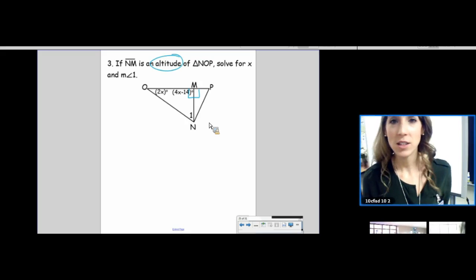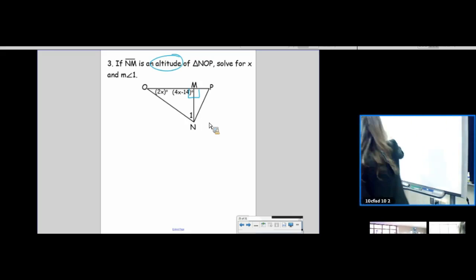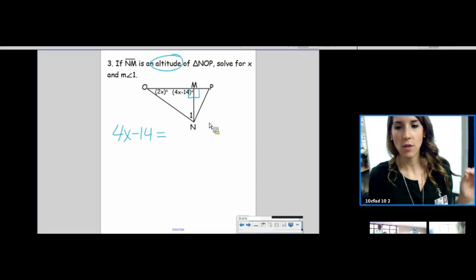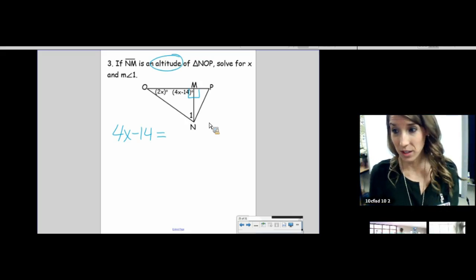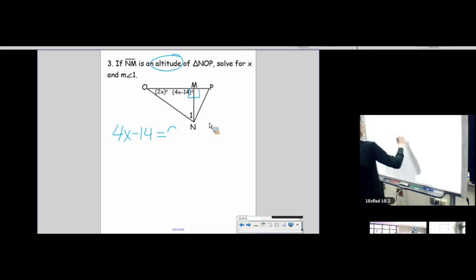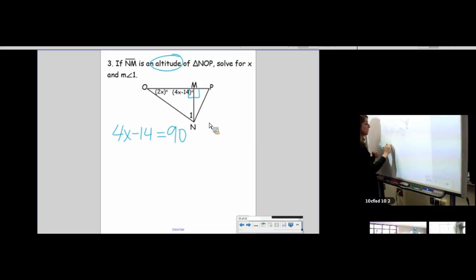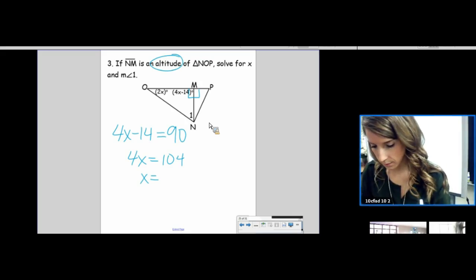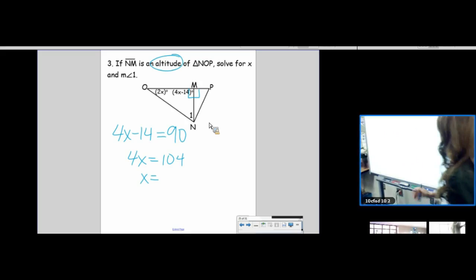We are not going to use the 2x. That is extra information. We are going to say that 4x minus 14 equals, we know exactly what it equals because of the word altitude. It equals 90. So 4x equals 104. x equals 26.